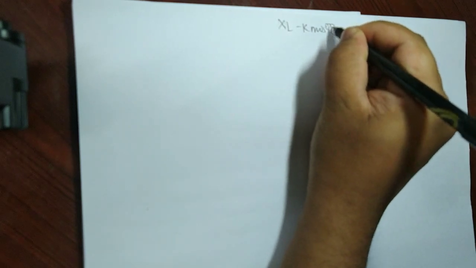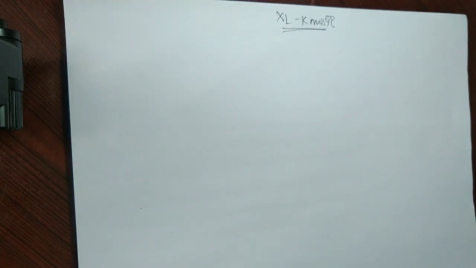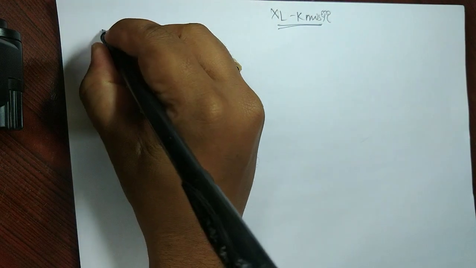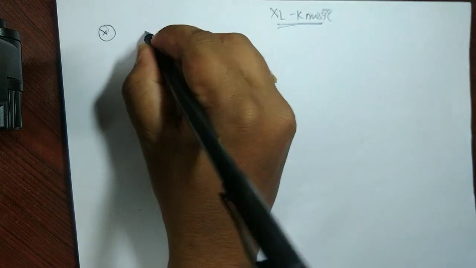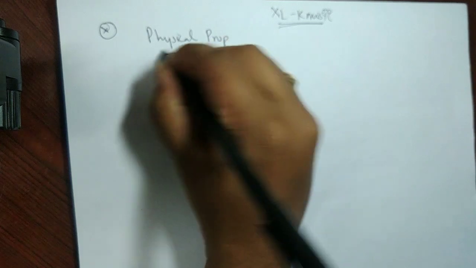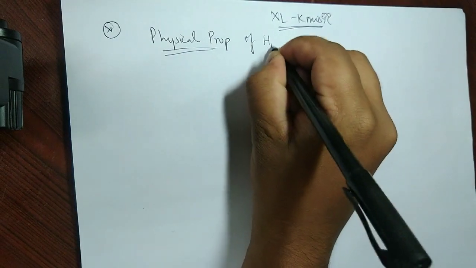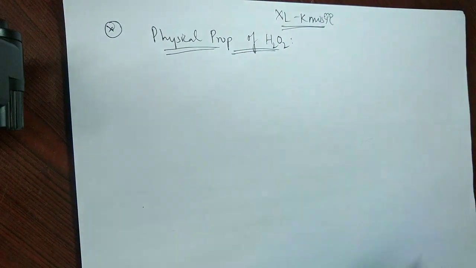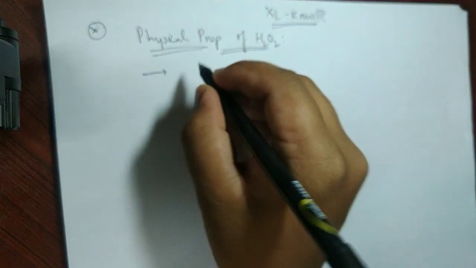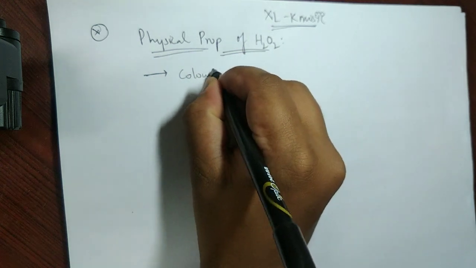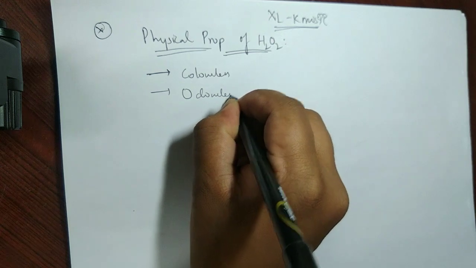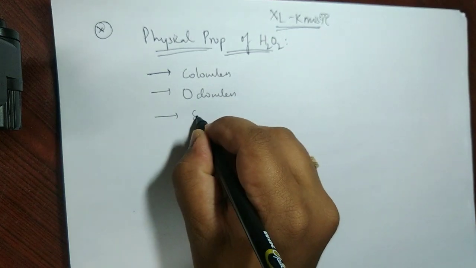Alright, so today let's talk about the properties of hydrogen peroxide. To begin with, let me begin with the physical properties of H2O2. Basically, these are the points that you must know. H2O2 is a colorless, odorless, syrupy liquid.